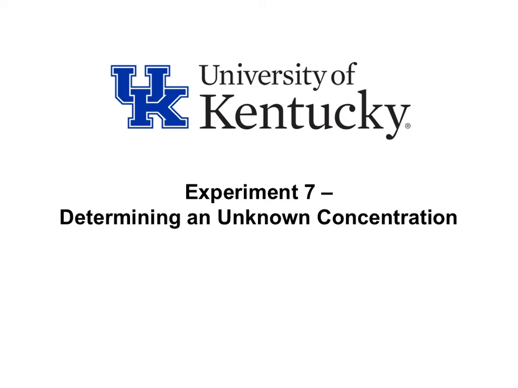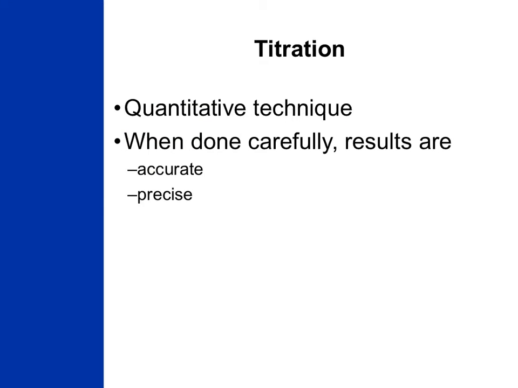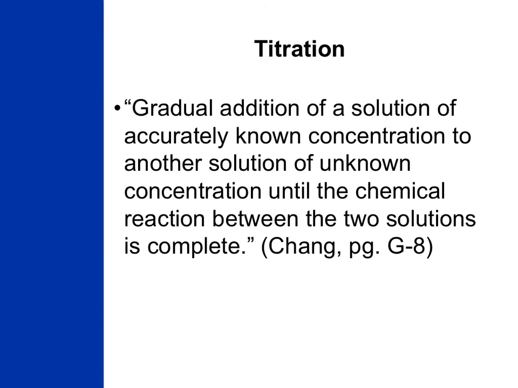In this experiment, we will explore an acid-base titration. In the last video, I gave you a quick overview of titrations as an experimental technique. In this video, we're going to talk more about how titration can be used as an accurate and precise analytical technique. If we look back at Chang's definition for a titration, it raises the question, how do we accurately know the concentration of that first solution?